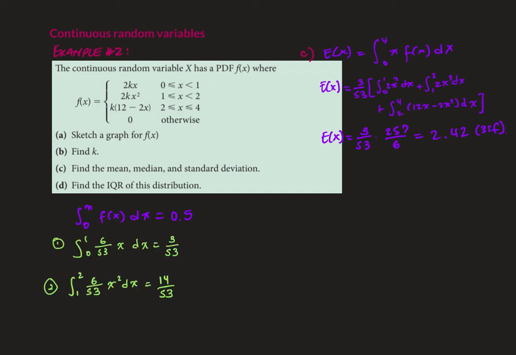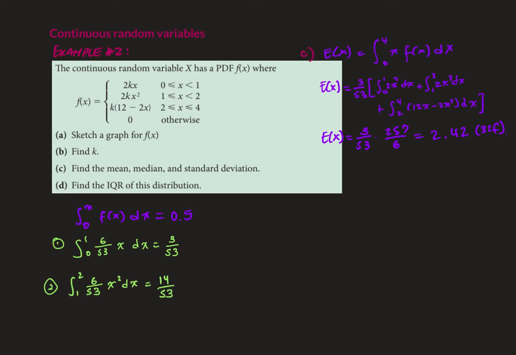I've gone ahead and calculated the first 2 integrals, and you can see that the cumulative probability for the first 2 pieces of the function are 3 over 53 and 14 out of 53, which means the cumulative probability for these 2 sections is 17 out of 53. That's not yet 50%, which means the median is going to fall in this third category. So we're going to focus on that integral.